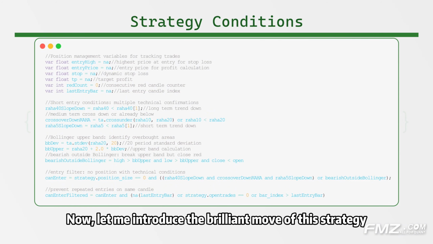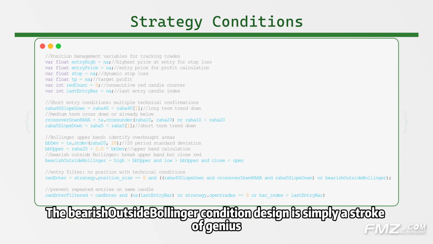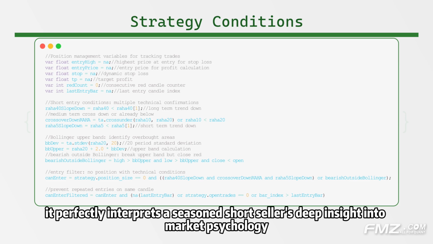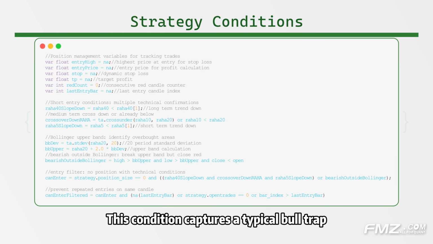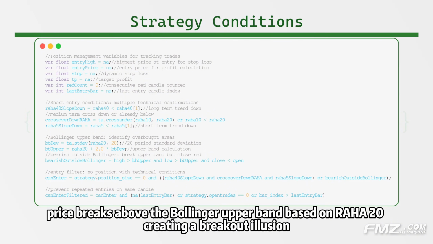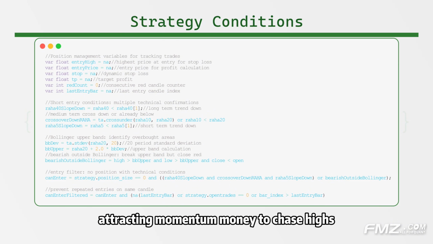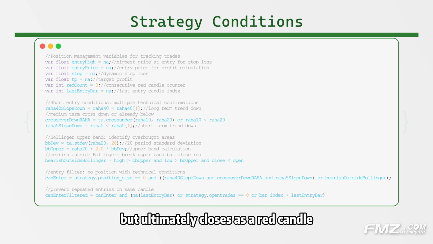Now, let me introduce the brilliant move of this strategy. The Bollinger condition design is simply a stroke of genius. It perfectly interprets a seasoned short seller's deep insight into market psychology. This condition captures a typical bull trap. Price breaks above the Bollinger upper band based on RAHA 20, creating a breakout illusion, attracting momentum money to chase highs, but ultimately closes as a red candle, exposing the weakness of bull forces.